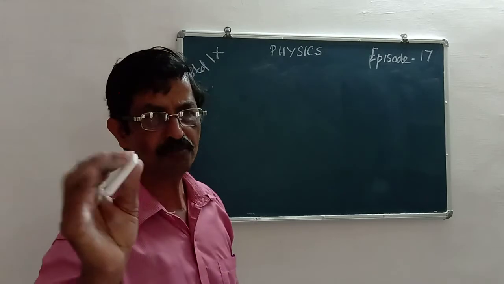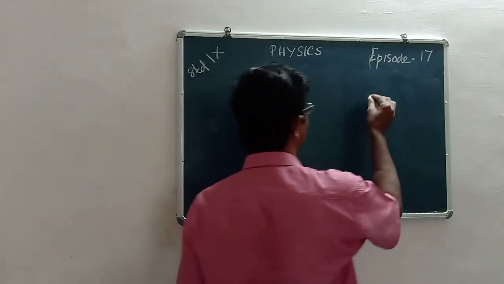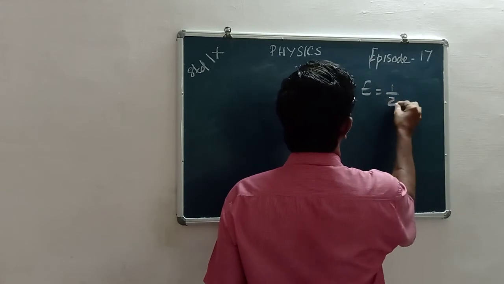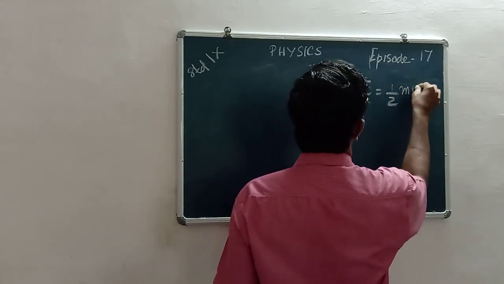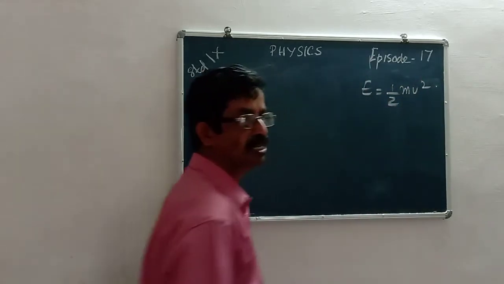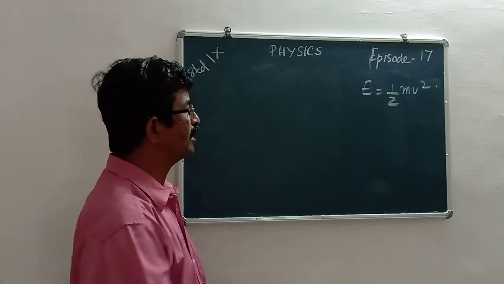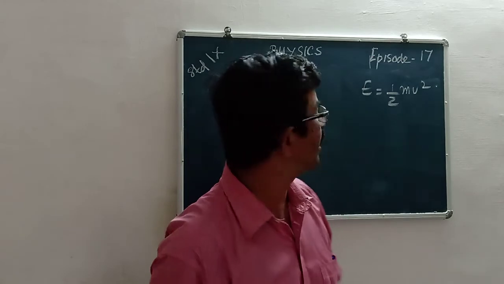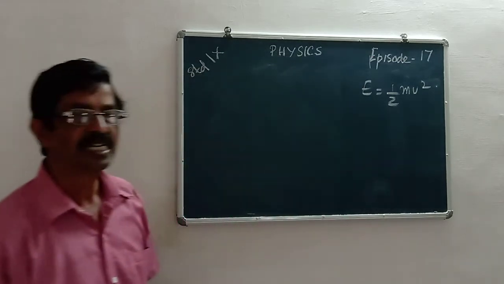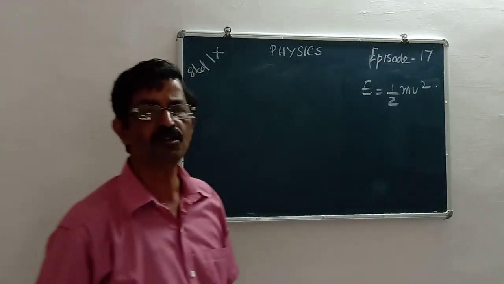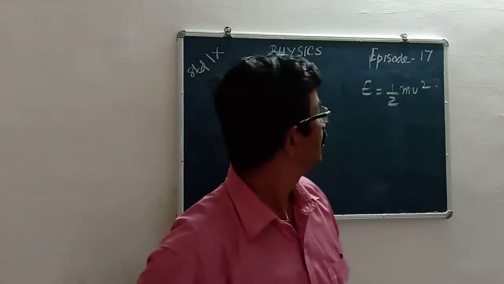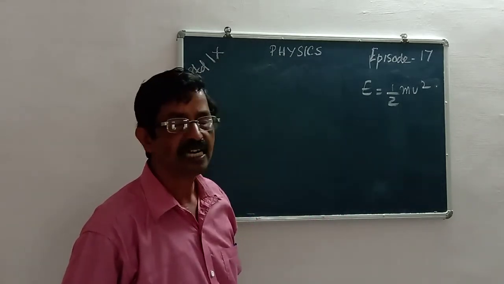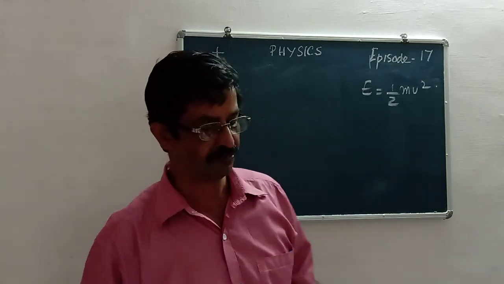Kinetic energy of an object is the product of half its mass and velocity square. A body of mass m moving with a velocity v, its kinetic energy is how much? E is equal to half m v square. E is equal to half m v square is the kinetic energy of that body.